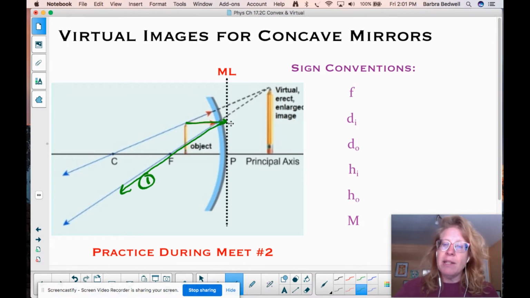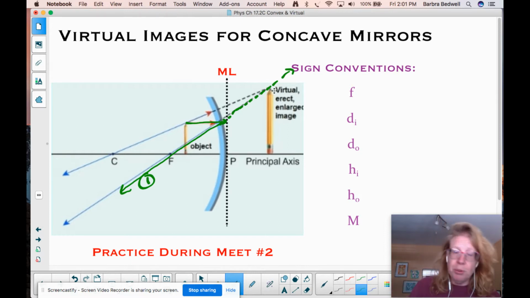And again, it's the reflected ray that you extend back behind here in those dashed lines, because that's a virtual ray. But again, it's not the incoming ray. It's always the reflected ray. It's not the incident ray. So again, the dashed line goes back behind there.